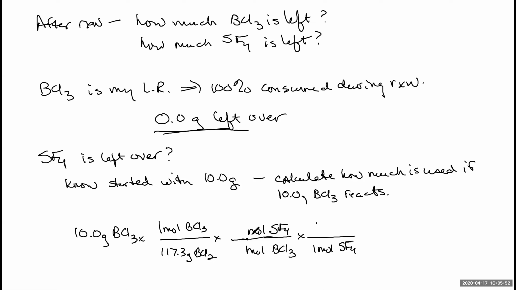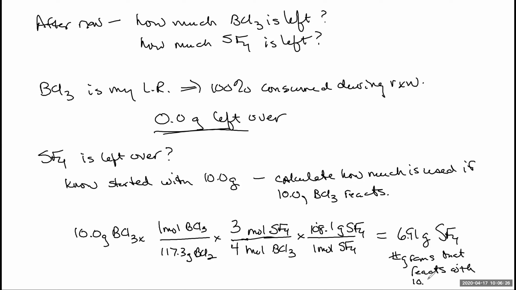And so going to the balanced equation, it takes 4 moles of boron trichloride to react with 3 moles of sulfur tetrafluoride. And then my last step would be using my molar mass of sulfur tetrafluoride. And if I calculate this out, I get 6.91 grams. Now, what does this number represent? This is the number of grams that reacts with the 10 grams of boron trichloride.